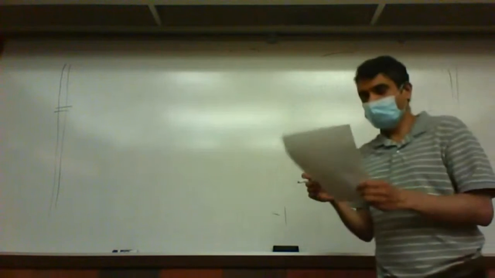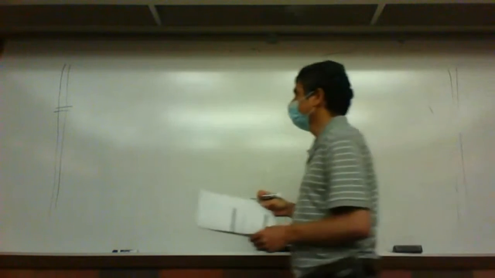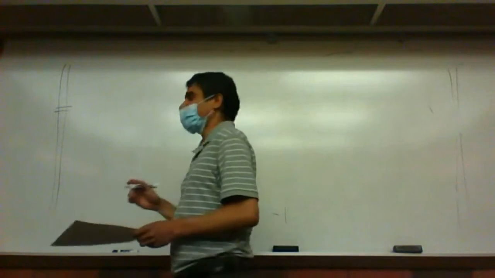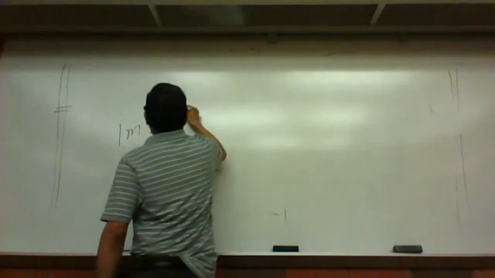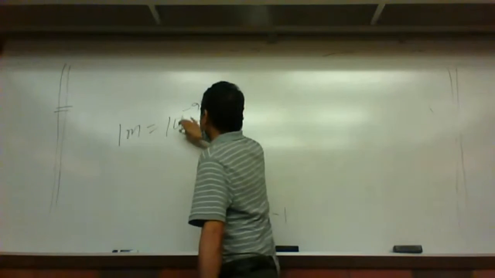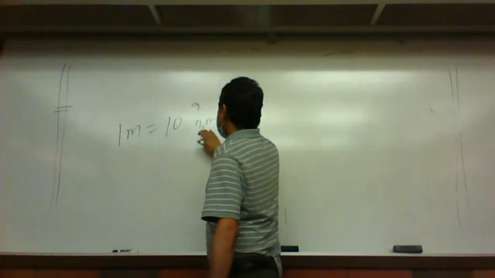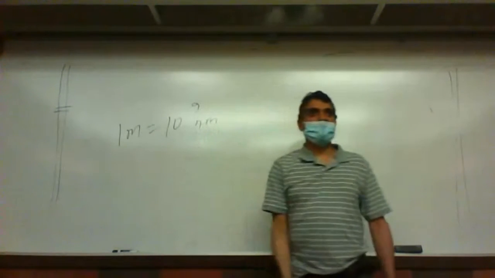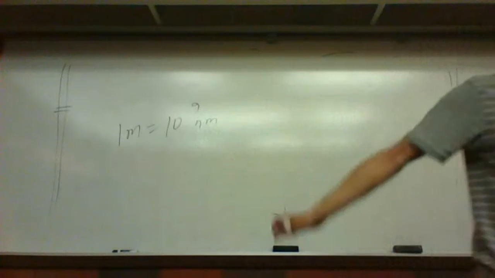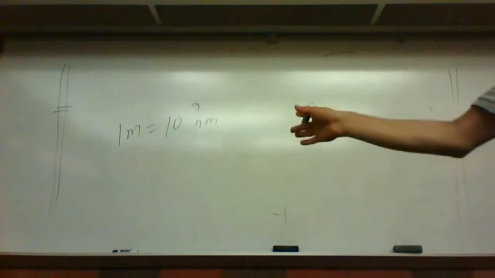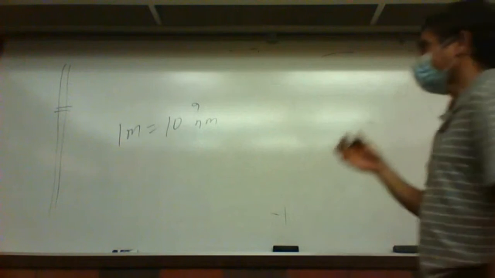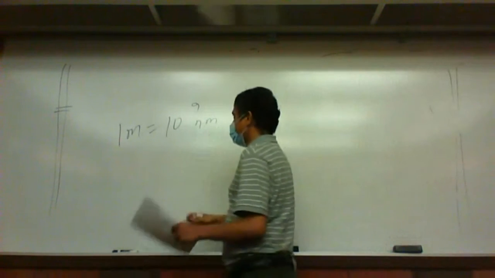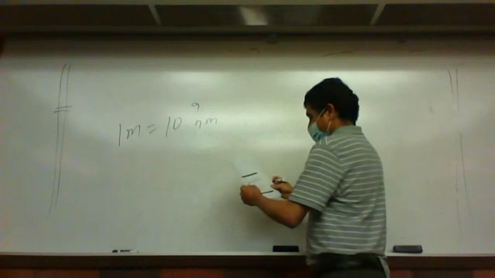Good. Now, I think the mistake I made was this: 1 meter is equal not to 10 to the power minus 9 nanometer, it's 10 to the power plus 9 nanometer. That's the mistake that happened previously. That's the conversion factor. I was just thinking of something else. So 1 meter is equal to 10 to the power 9 nanometer.